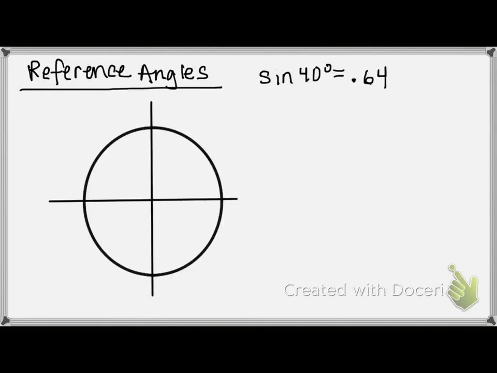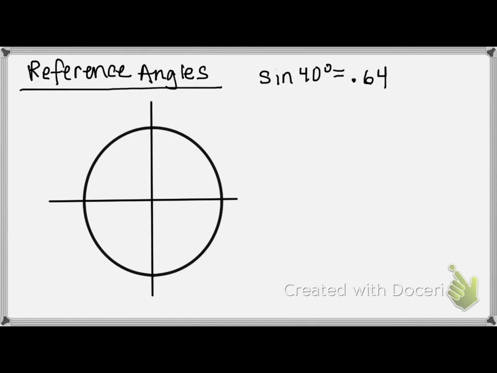In this video we're going to talk about reference angles. Let's begin by looking at this equation. Sine 40 degrees equals 0.64 approximately.